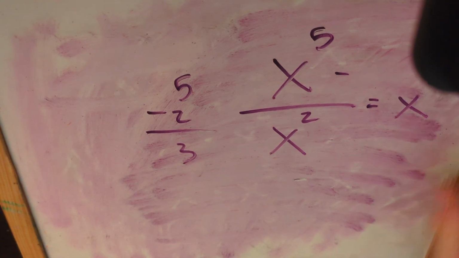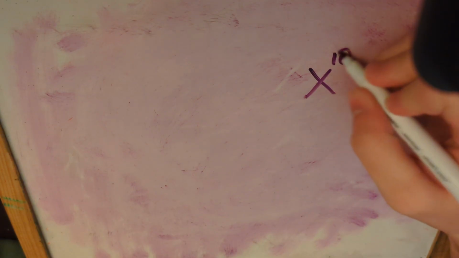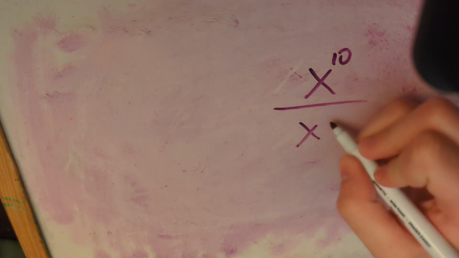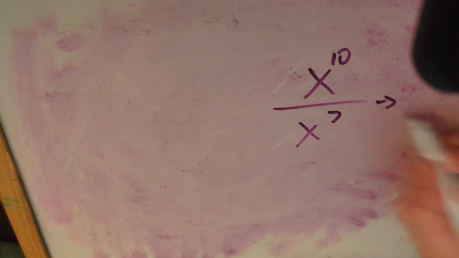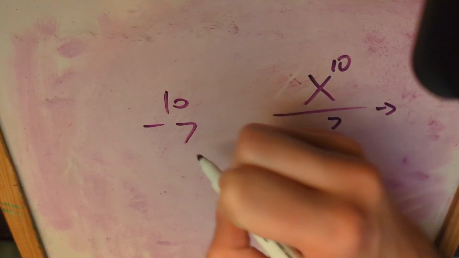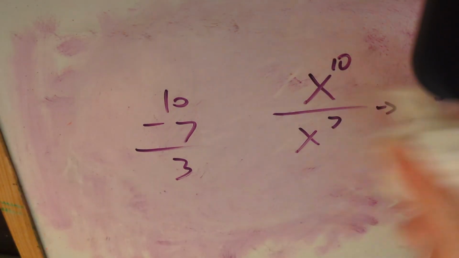Now, I might get some tissues here for another example. You may be taking x to the power of 10 over x to the power of 7. And this will end up being 10 minus 7, which is 3. So it's going to be x to the power of 3. Okay? Pretty simple.